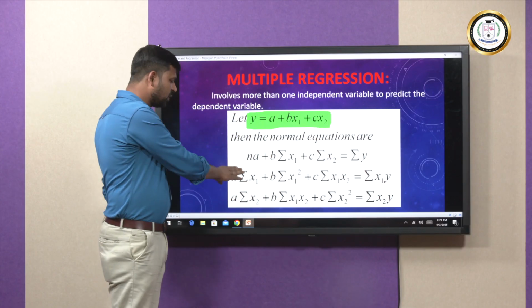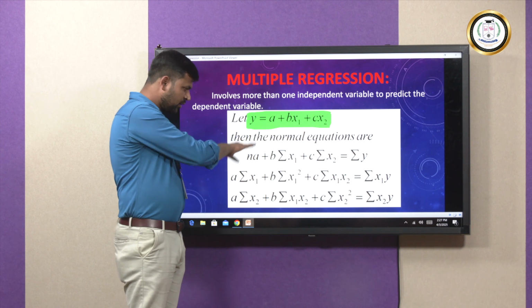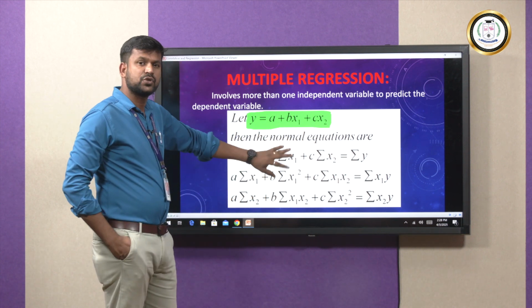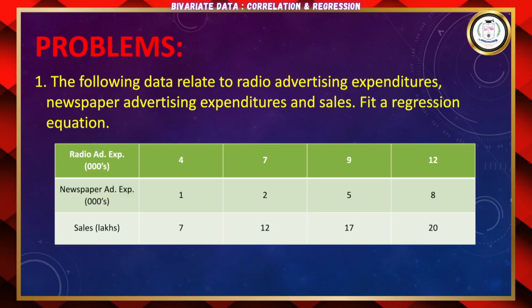Next step, multiply x1 to the entire equation, then multiply x2 to the entire equation, so that we get the normal equations. This is the hint to follow the theme. Then we have a question here.